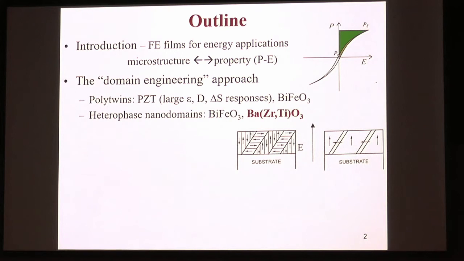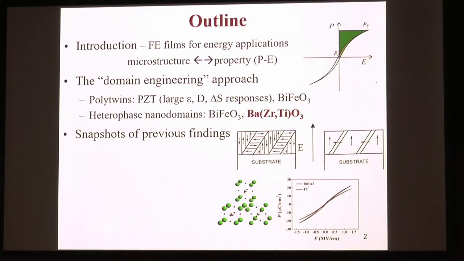You have domains here, and from an engineering point of view, you want to harvest the most out of the domain movement. If you have a mobile structure and you apply a field, there will be a very substantial amount of extrinsic contribution from the domain wall movement. And I'll give you a snapshot of the previous finding, which we published two years ago in Nature Communications. Then I'll show you some of the most recent results.